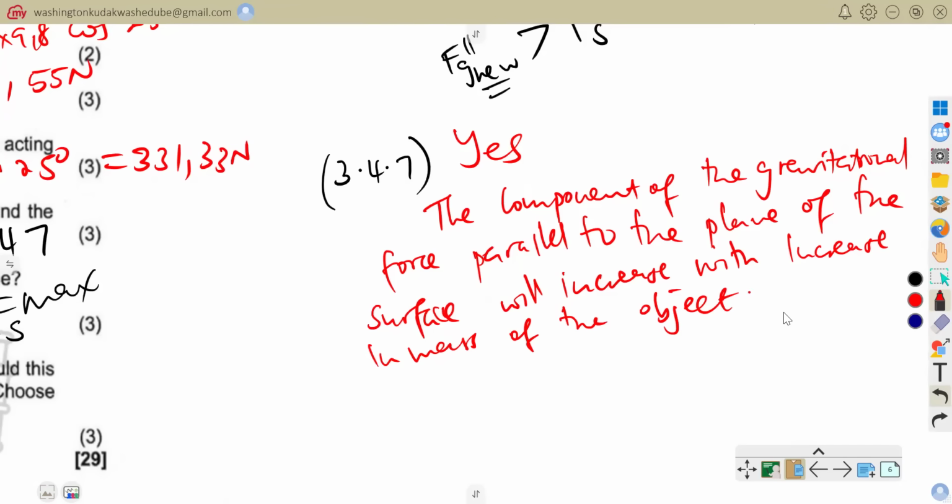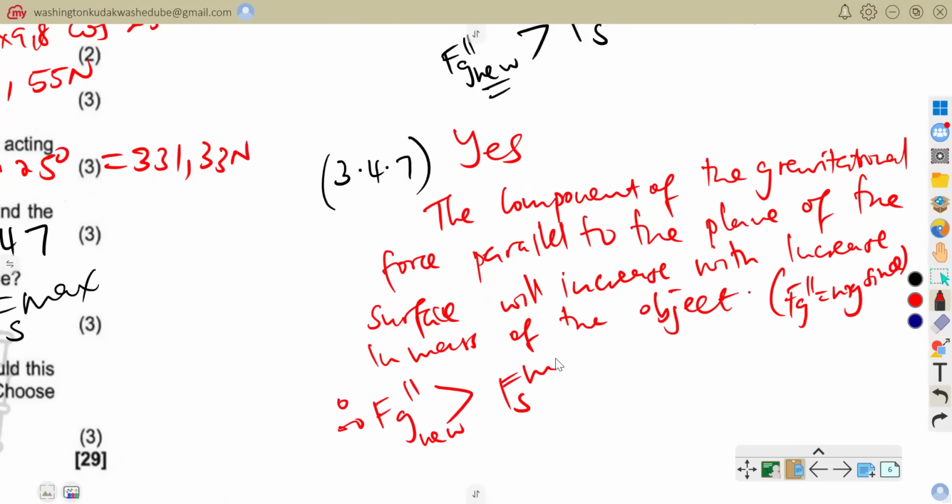If it will increase, that is to say Fg parallel is equal to mg sine theta. That is what we have seen there. Therefore, Fg parallel new will be greater than what? Our maximum static friction. The component of the gravitational force parallel to the plane would now be greater than the what? The static frictional force. Therefore, there will be what? There will be a net force.